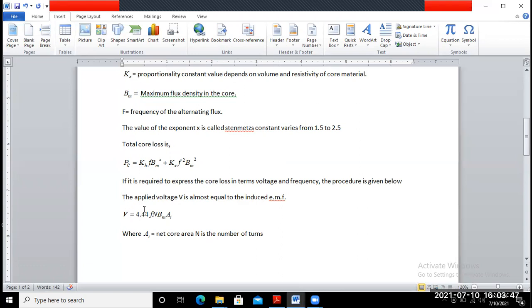So substitution of the value of Bm gives the hysteresis loss. So what is the equation of hysteresis loss? It is K_h f Bm to the power x. Substitution of the value of Bm gives the hysteresis loss.